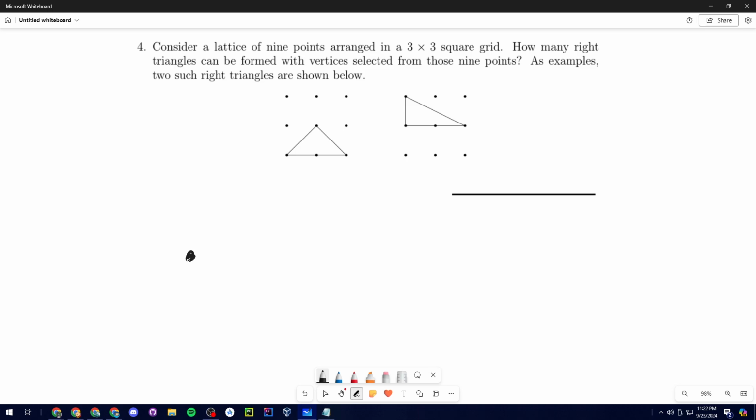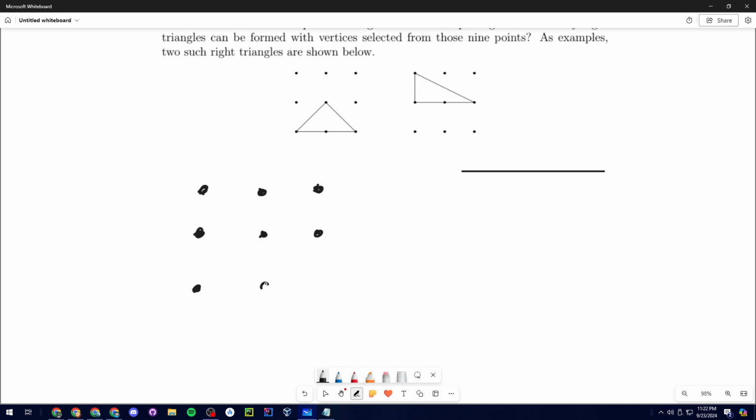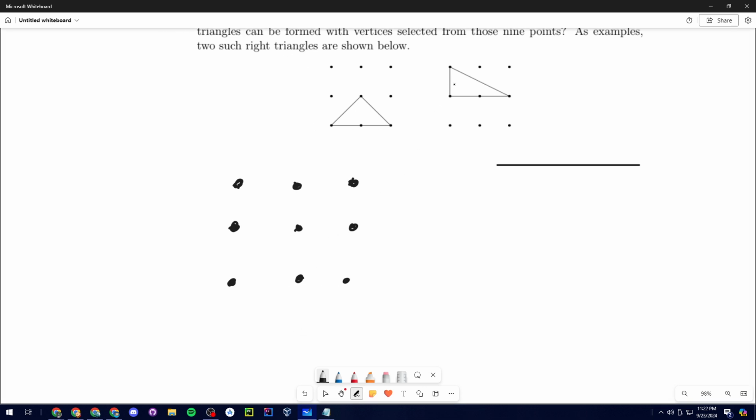Because it's like, how do you know the difference? So I'm gonna have my 9 dots. Case 1 is only right angles like this. Right angles where there are no slopes, like they're parallel to coordinate axes.